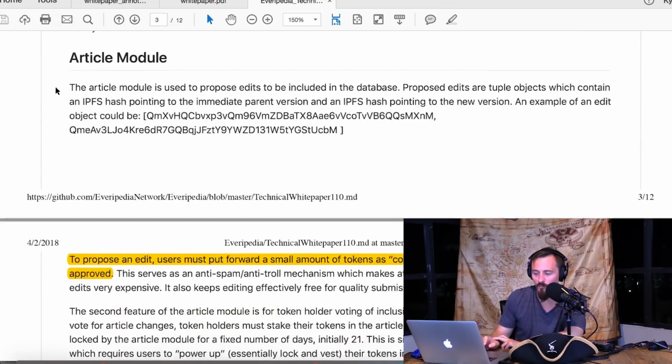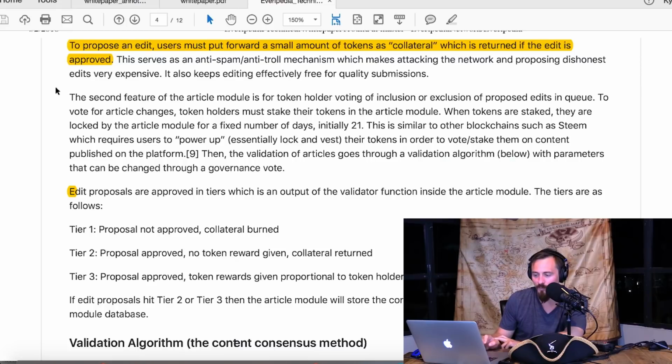So as we get into the article module, there's one part here where they say to propose an edit, users, and I'm sure that includes being able to submit a new article as well, must put forward a small amount of tokens as collateral, which is returned if the edit is approved. So that way people have a little bit of stake, some skin in the game, if they are submitting an article. So this is a measure that can be used to prevent spam. Imagine you're on Wikipedia and, not you, but maybe someone is trolling and just wants to deface articles. It sounds like if you want to do that, you're going to be costing yourself money. So that incentivizes you not to do that.